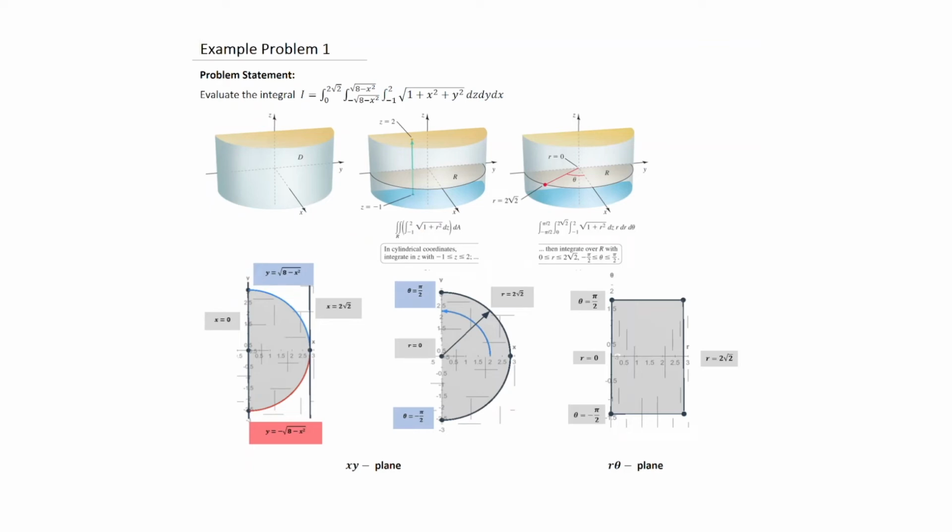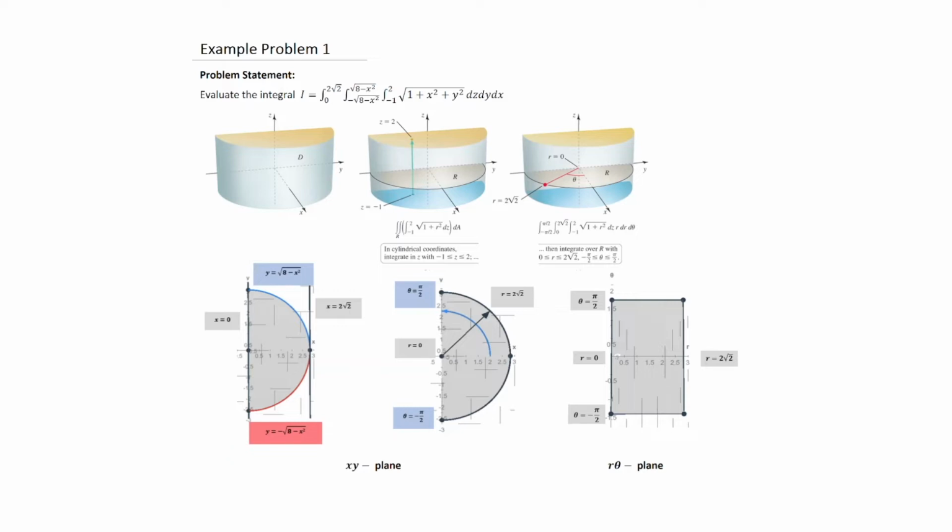All right, so here's our first problem. The problem statement is to evaluate the integral I is equal to integral 0 to 2 root 2, integral minus square root of 8 minus x squared to square root of 8 minus x squared, and integral minus 1 to 2 of the function square root of 1 plus x squared plus y squared dz dy dx.